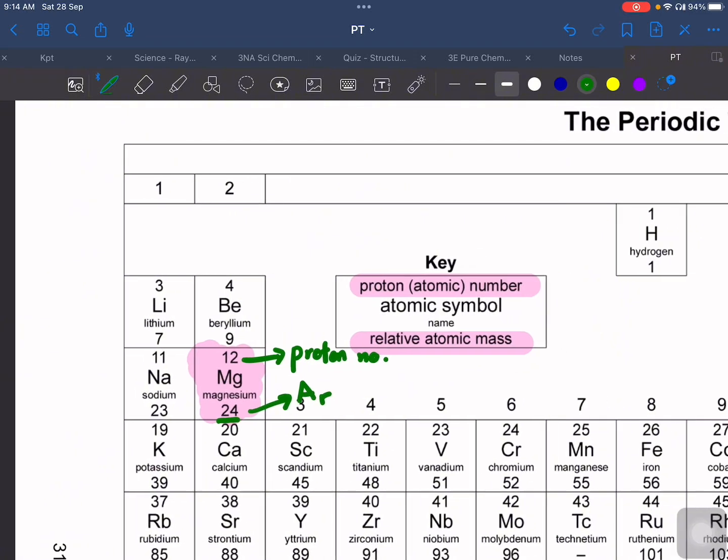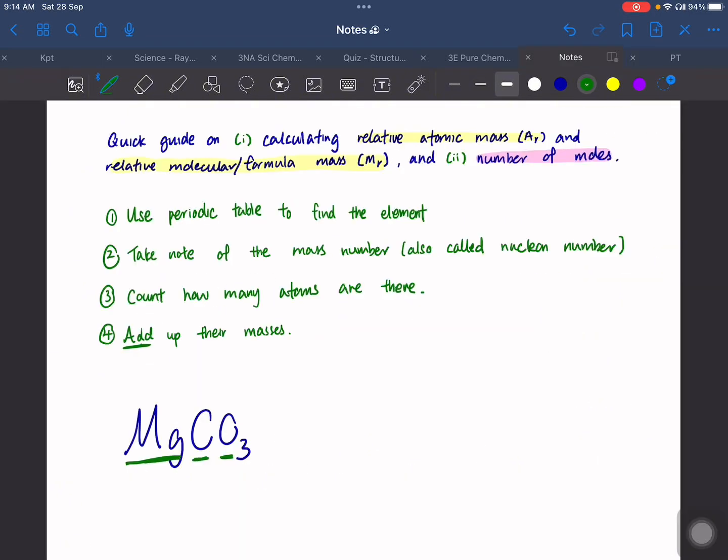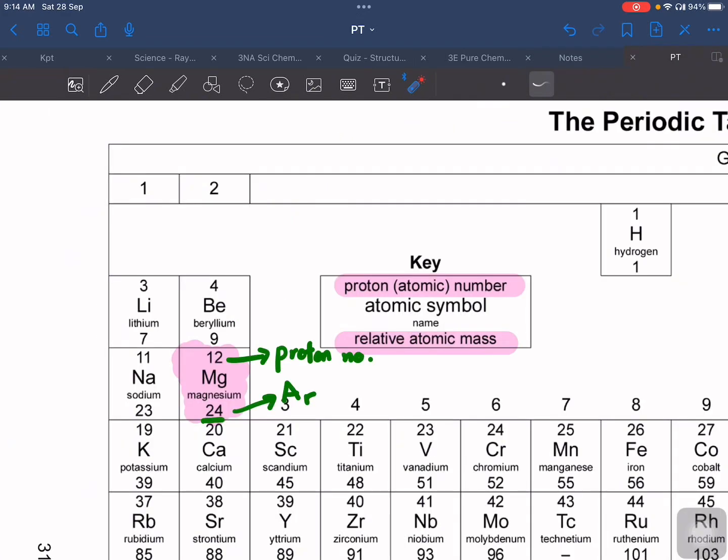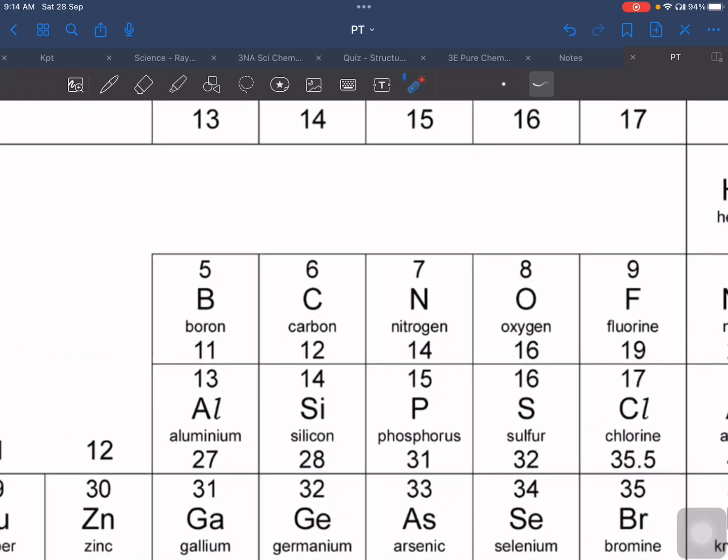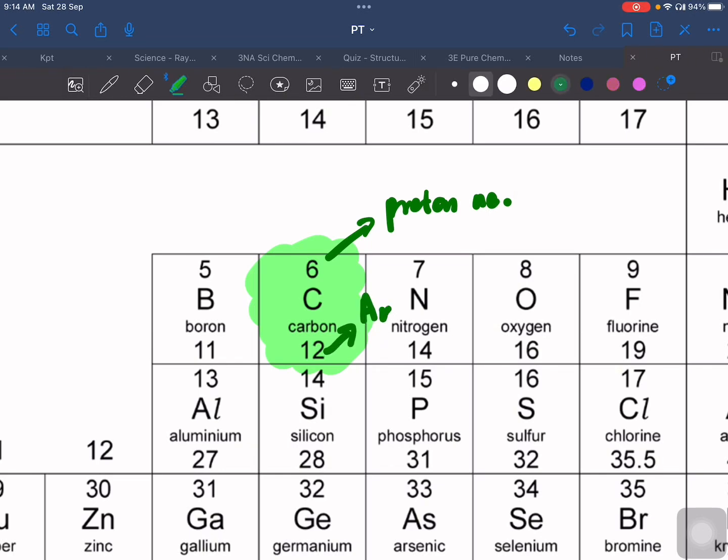So we go back to our question here. That means for each of the magnesium here, we now know that the mass is 24. Then we look for carbon. In the periodic table, carbon is the one highlighted in green here. And you can see that similarly the number at the top is a proton number, which we don't need for this calculation. But the number at the bottom is our AR, which we should be using. And likewise, for the last one, which is oxygen, highlighted in yellow, we need the mass of 16 below.